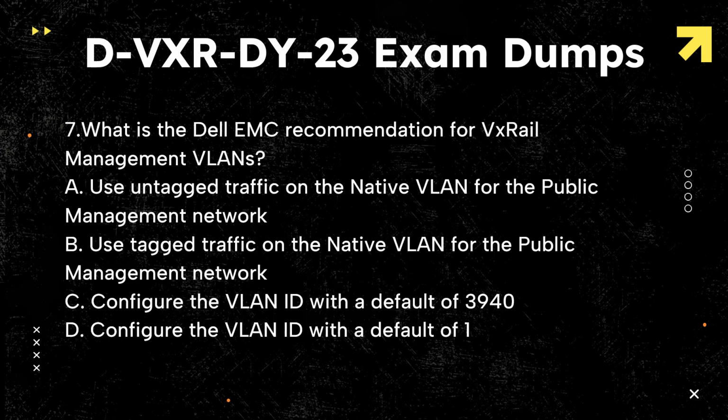7. What is the Dell EMC recommendation for VxRail management VLANs? A. Use untagged traffic on the native VLAN for the public management network. B. Use tagged traffic on the native VLAN for the public management network. C. Configure the VLAN ID with a default of 3940. D. Configure the VLAN ID with a default of 1.